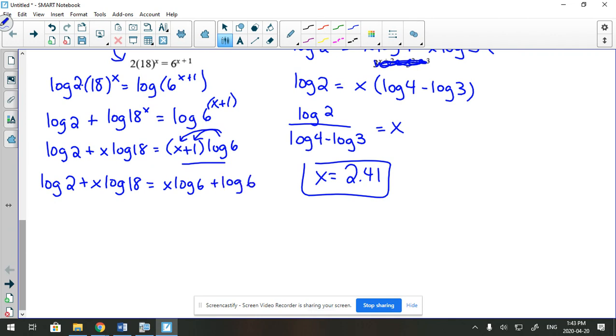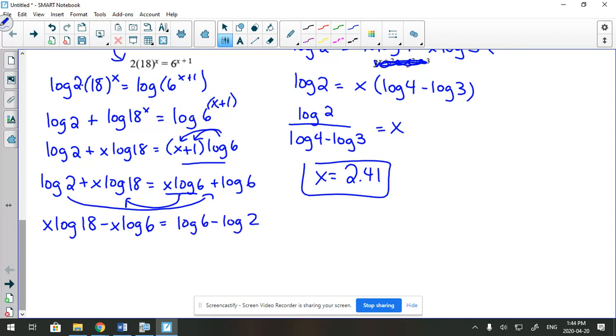Now you're going to group all your logs with their x's together. So I'm going to have an x log 18. And I'm going to minus off an x log 6 from both sides. I'm moving this guy over here. Now I'm going to move the log 2 over here. So I'm going to minus log 2 from both sides.